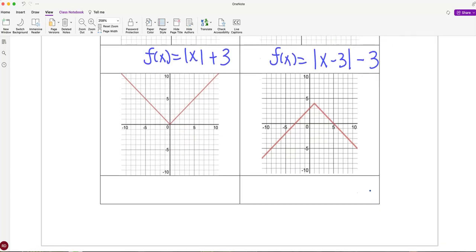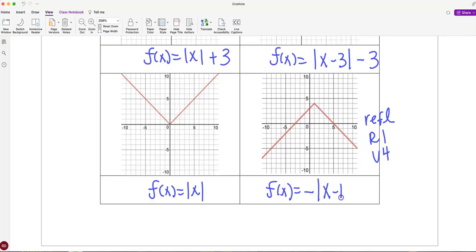Next one, this is just your original function. This is the absolute value of x. This one, it's reflected, so it's upside down, and it looks like it moved, what, right 1, up 4. So f of x equals, to get reflected, you have a negative out front, right 1, up 4.